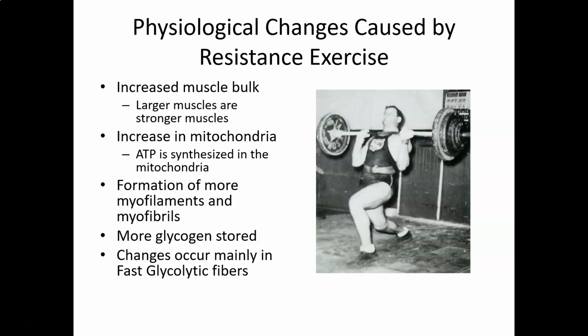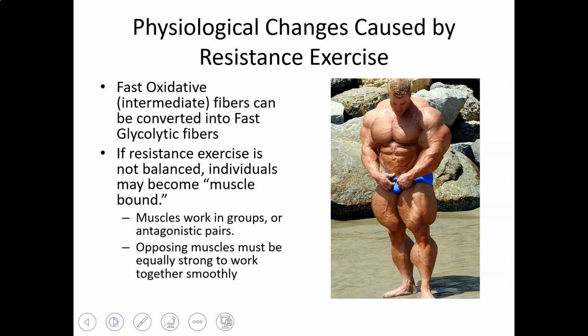Now, it's important to remember that skeletal muscle fibers are amitotic. You're not getting more muscle cells. The muscle cells themselves are just getting bigger. They're making more myofilaments and myofibrils on the inside. Yes, there are more mitochondria there to make ATP, storing more glycogen, and those fast glycolytic fibers are getting bigger and they're getting better at their job. With resistance exercise, you do get bigger cells, and some of those intermediate fibers may shift over into fast glycolytic fibers.